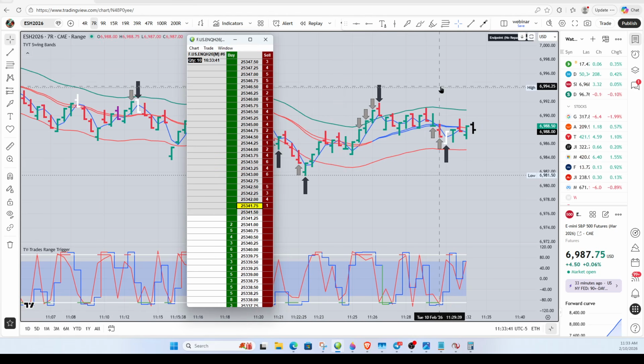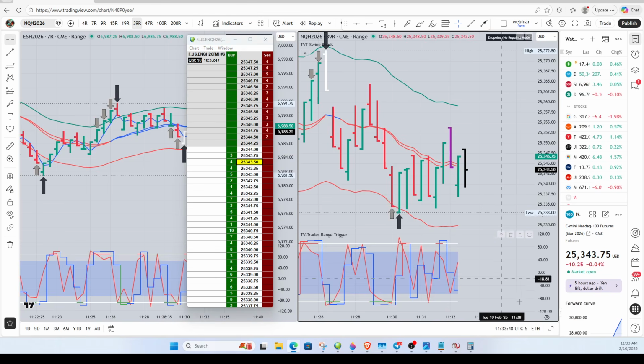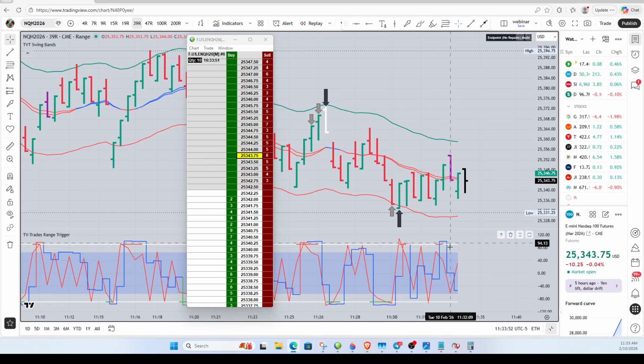Oops, I want to go on the NQ. Sorry, I didn't mean for this to be the ES. Let me put this window on top. Alright, what I thought I was looking at was this one right here. On the NQ, basically what you're looking for is, well, this right here. If we get an up close on this bar, it would be a shorting opportunity, I think.